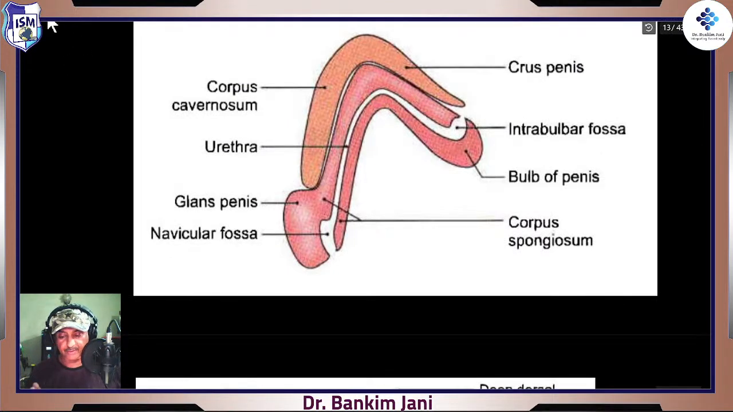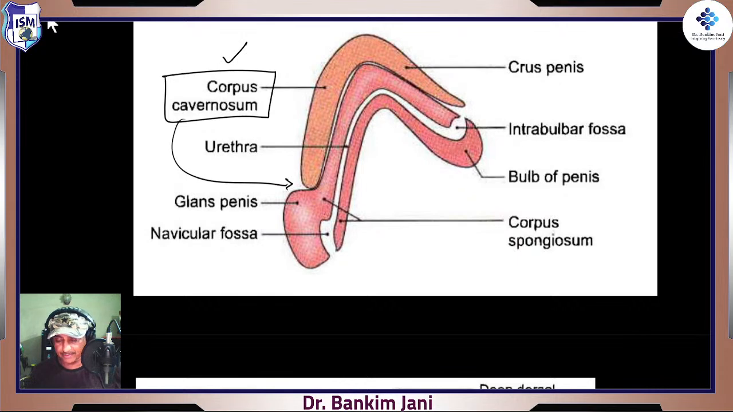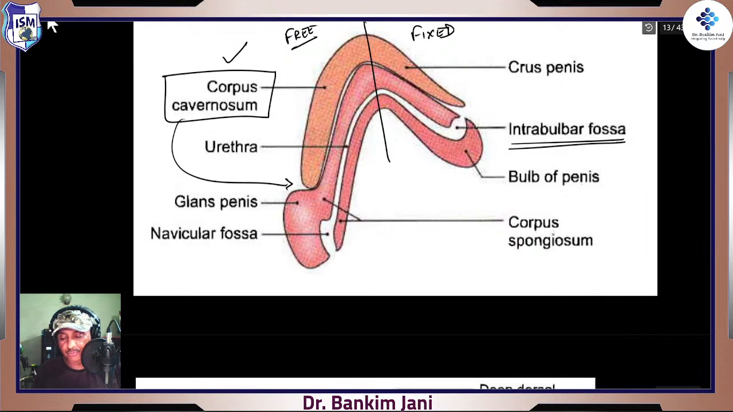This makes things absolutely clear. See, corpus cavernosum is ending just before glans penis. So done. That's the urethra, which is on the back side. All the way, this is the bulb of the penis. That's the fixed part and the rest of it is free. So this is the fixed part, which is also called the root. And this is the free part of the body. And then there is the intrabulbar fossa. There is a fossa like this.